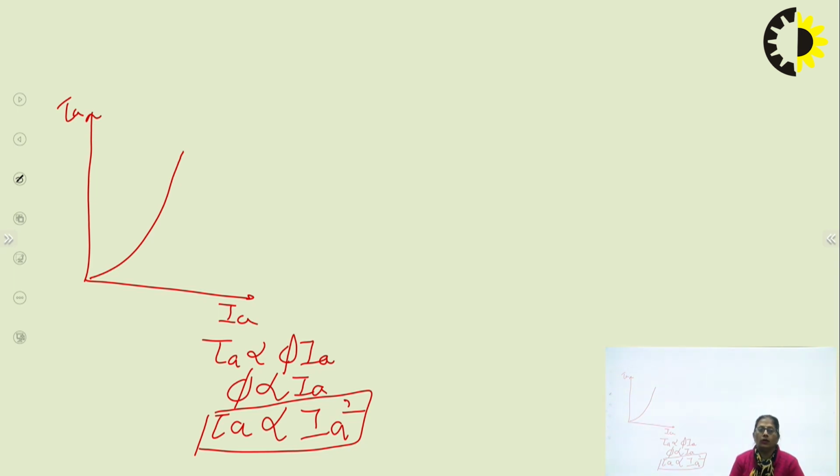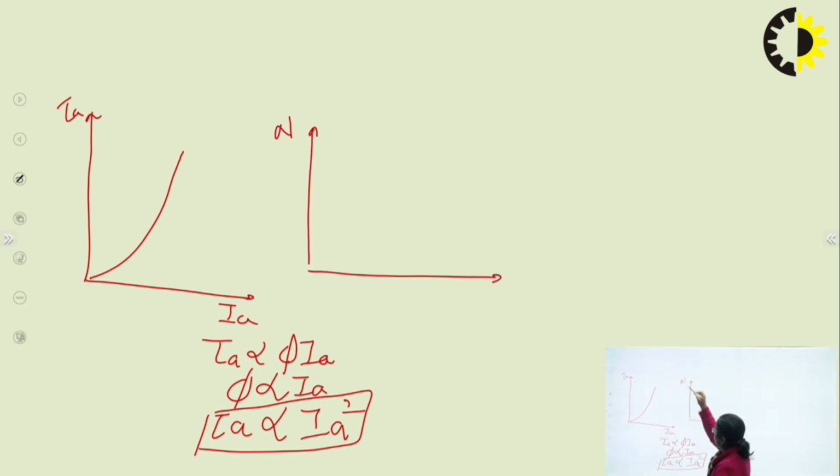All the lifting jobs, likewise elevators or cranes or hoists or trolleys or electric locomotives, traction, there we used to go for DC series. Now, coming to the second characteristics, that was speed versus armature current.